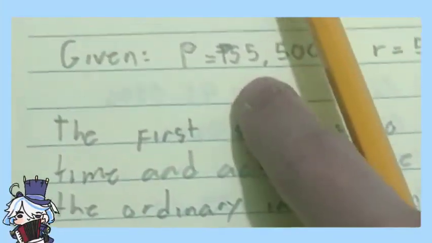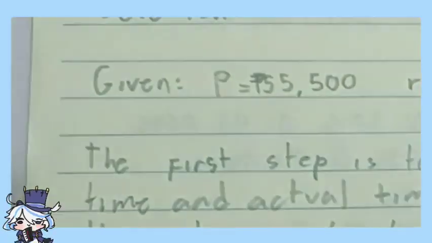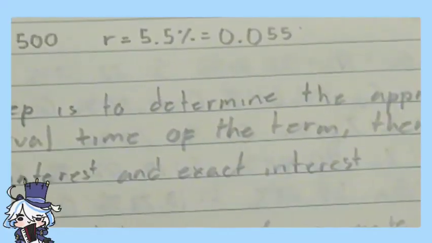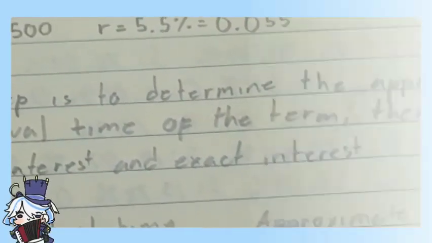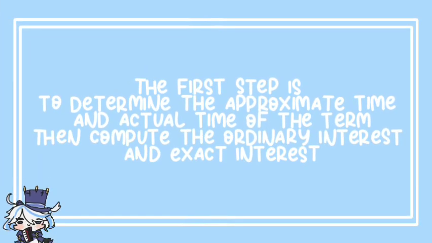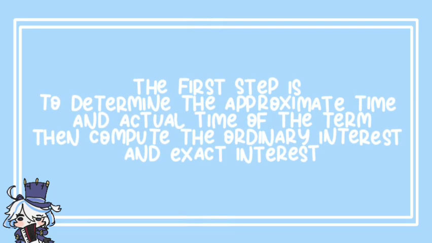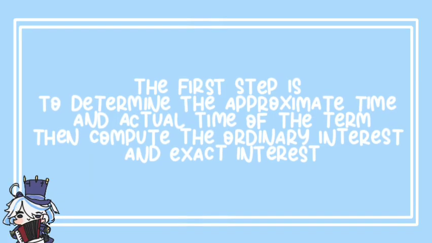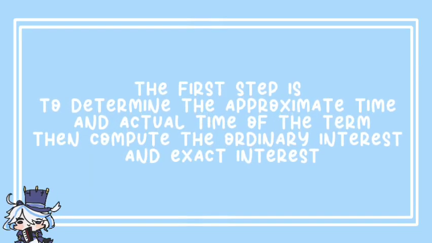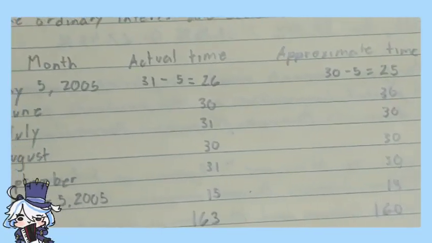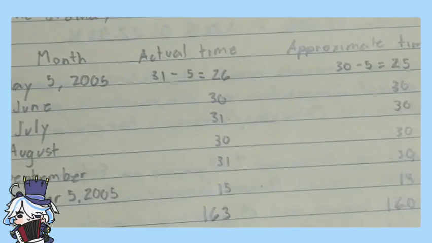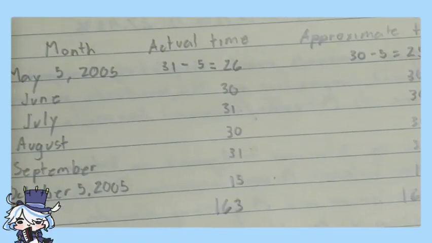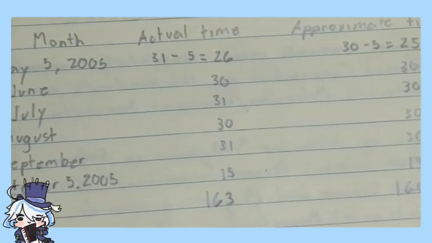So the given will be P is equals to 55,500, R will be 5.5% or 0.055. The first step is to determine the approximate time and actual time of the term. Then compute the ordinary interest and exact interest. In actual time, there will be 31 or 30 days throughout the year, while approximate time will always have 30 days in a month.